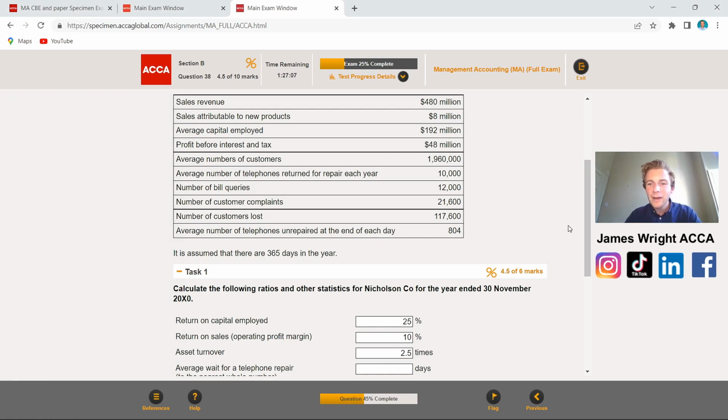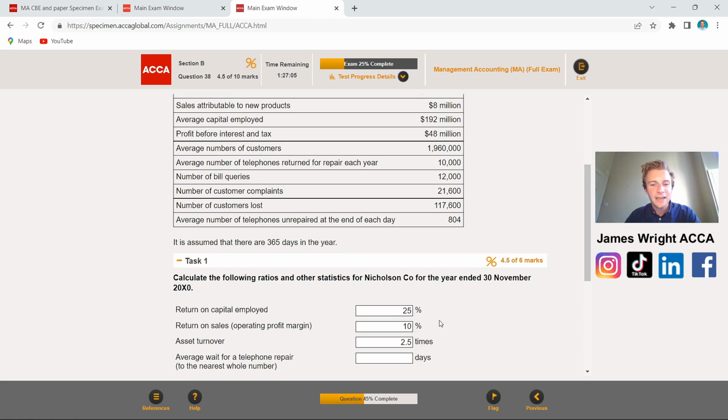A little giveaway for the final one down at the bottom here, where we're told it in terms of number of days. For your note, if you ever see that, so it could be trade receivable days, inventory days, trade payable days, we're actually told about the average wait time for a telephone repair to the nearest whole number. We will be multiplying our answer by 365.